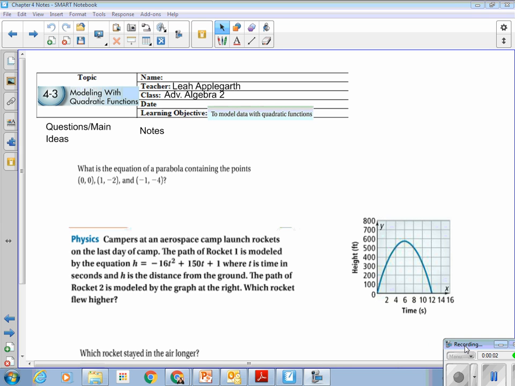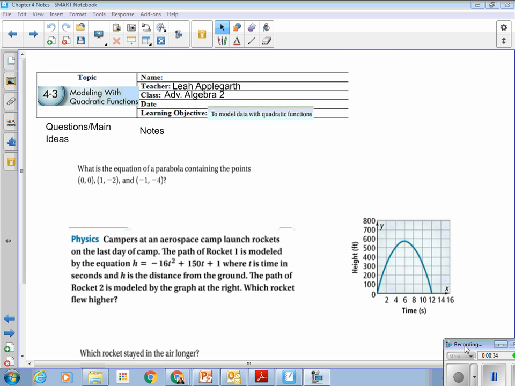Right, so this is section 4-3. We are modeling with quadratic functions. A lot of things like gravity and objects flying are modeled with parabolas. So it is really beneficial to the physical sciences to model real data with quadratic functions.